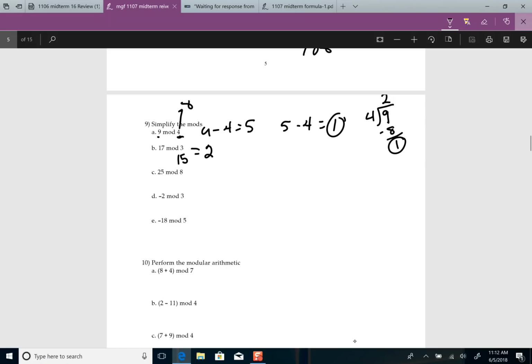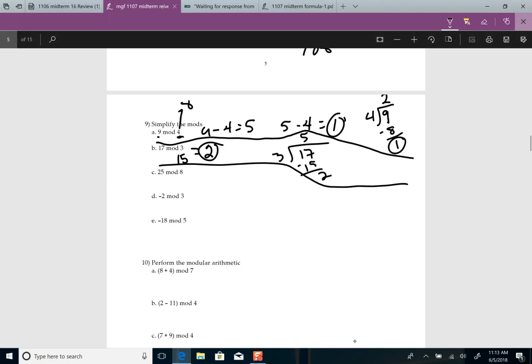Right? So in this one, the answer was 1, and this one, the answer is 2. Again, if you want to do division, 3 goes into 17 5 times. There's 15. You get 2. That's perfectly okay with me. It's whatever works for you. And let me try to separate these out so they don't get too confusing.